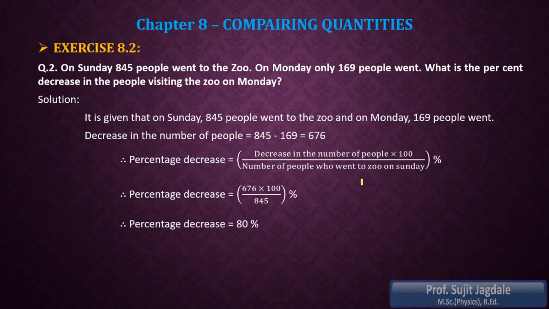In the last case we had considered percent increase, where we calculated the value from it, and here the values are given, and from that we calculated the percent decrease. So this is question number 2. I hope you understand this example.